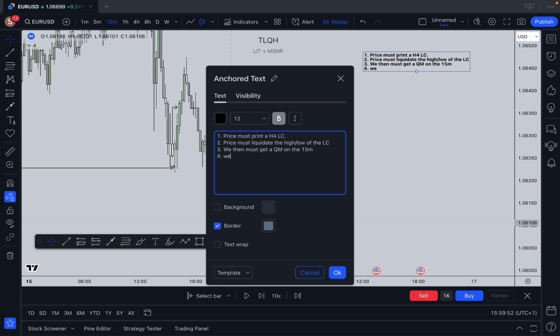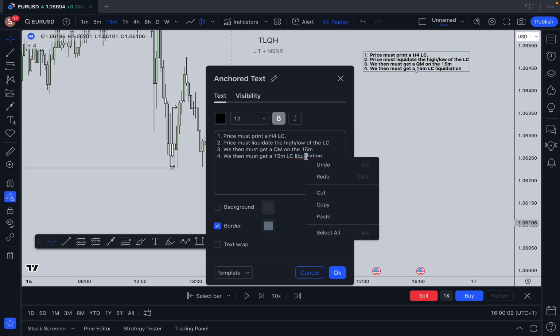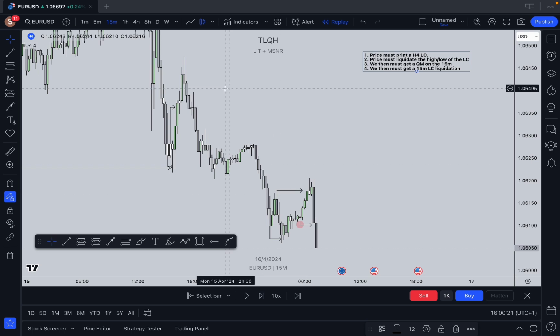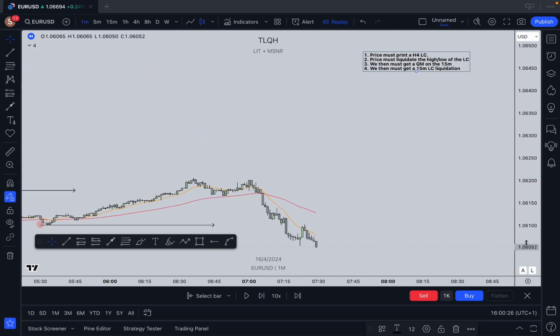We then must get a 15 minute liquidity candle liquidated. Once price liquidates this, we're simply heading down to the 1 minute, and this is your final time frame.